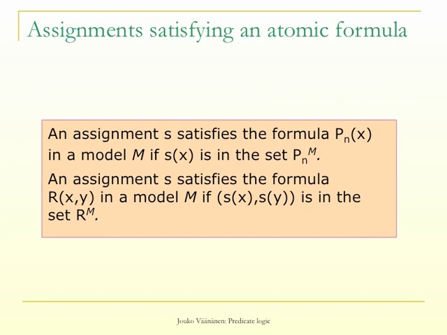Similarly, an assignment S satisfies the formula Pn(x), where Pn is a unary predicate symbol in the vocabulary, if S(x) is in the set Pn^M, the set that interprets the symbol Pn in the model M. And an assignment S satisfies the formula R(x,y) in a model M if the pair (S(x), S(y)) is in the set R^M, the binary relation that is the interpretation of the symbol R in the model M. We will look at examples in a moment.